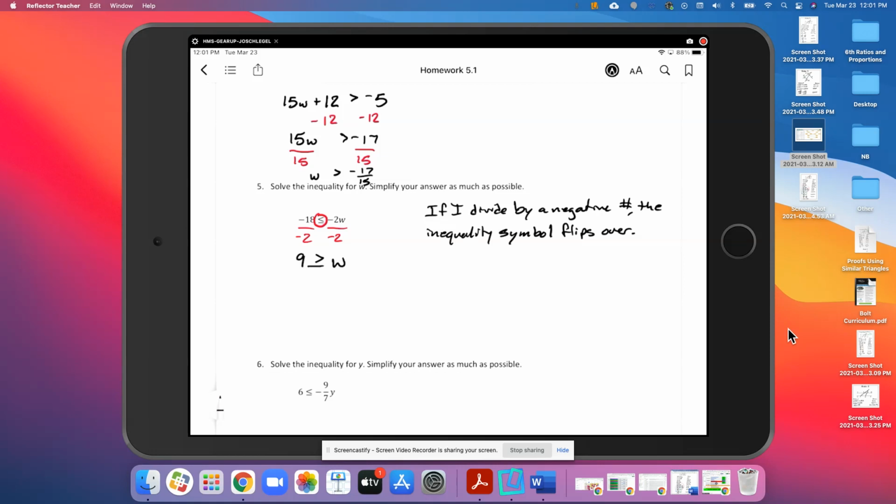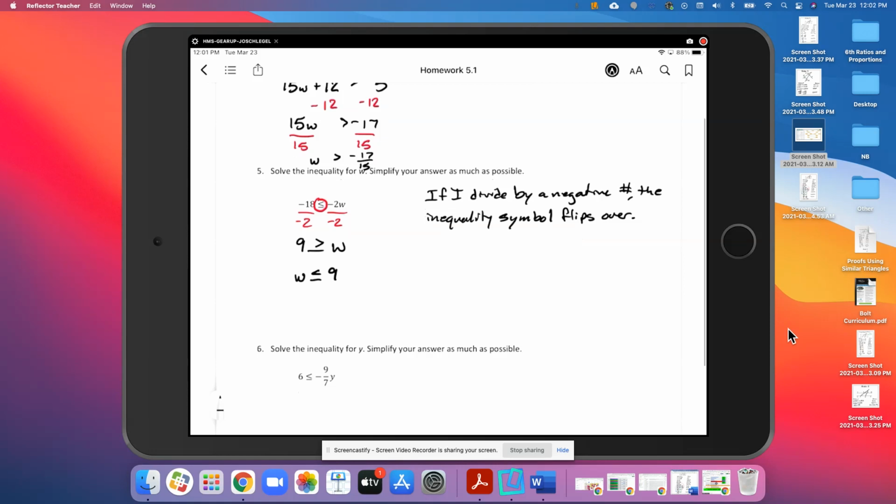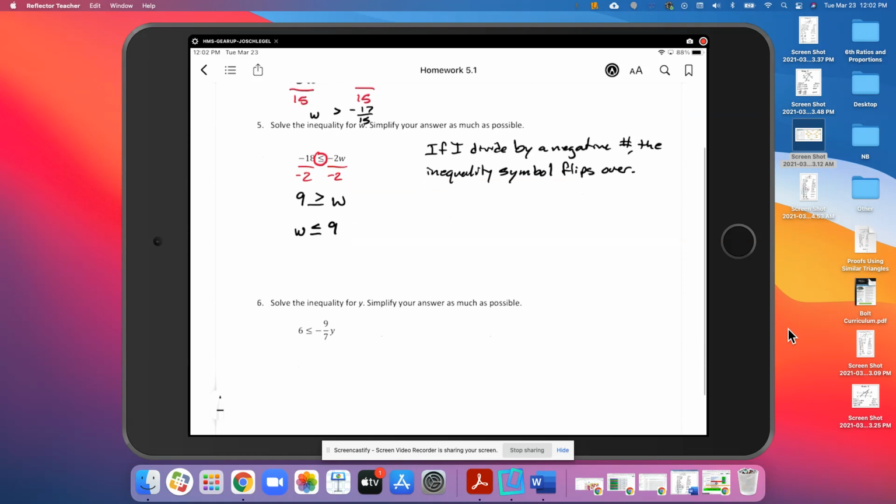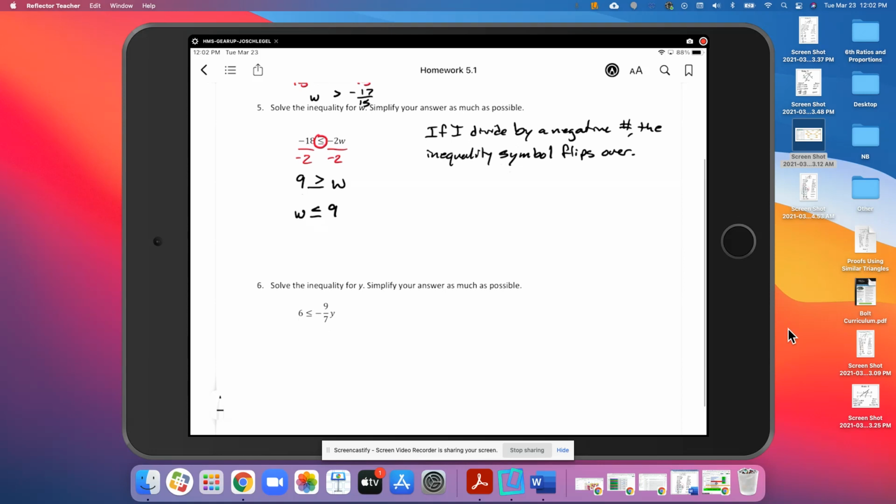The reason for that is kind of weird, and we could go into it, but basically the best thing for you to do is just to remember, hey, when I divide by a negative number, I need to flip my inequality symbol over. Again, this is a correct answer the way it is. I prefer to have my variable on the left, so I would rewrite it like this. That's just me. You can leave it as 9 is greater than or equal to w if you would like to, though.